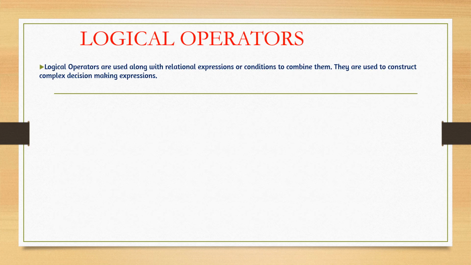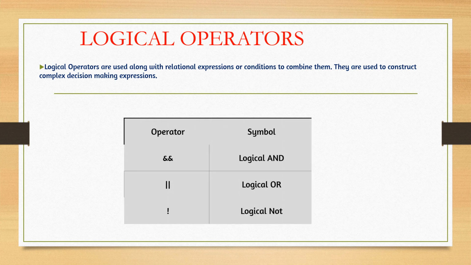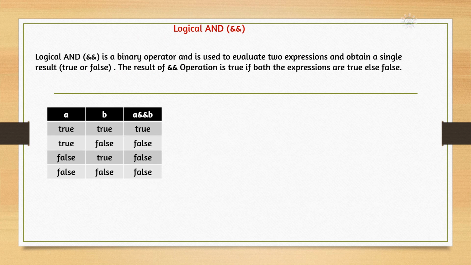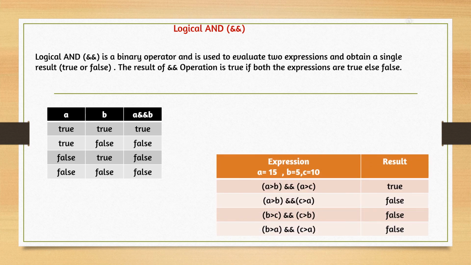Coming to logical operators, they are used to combine relational expressions or conditions and for constructing complex decision-making expressions. Here we can see the three logical operators: logical and, logical or, and logical not. Logical and: if both the expressions are true, then the answer will be true. Here A is 15, B is 5, and C is 10. A greater than B is the first expression, A greater than C is the second expression. 15 is greater than 5 and 15 is greater than 10. That means both the expressions are true, so the answer will be true.